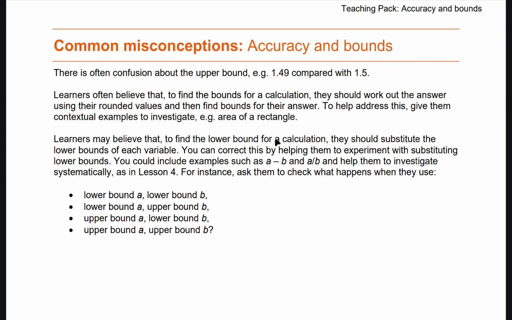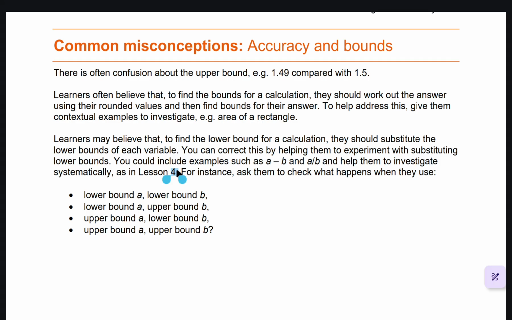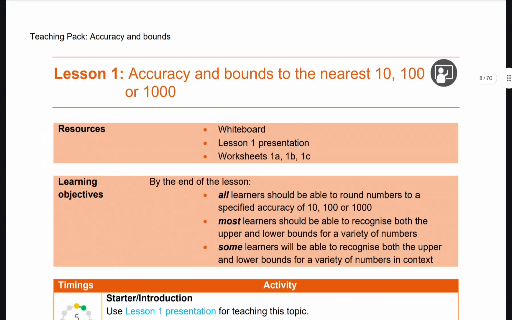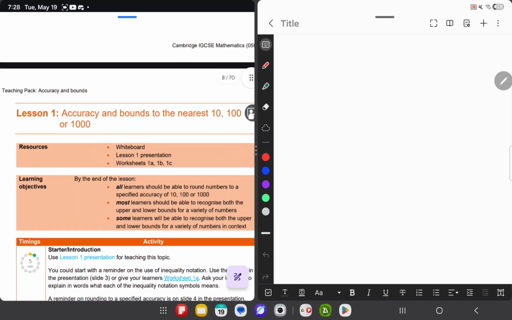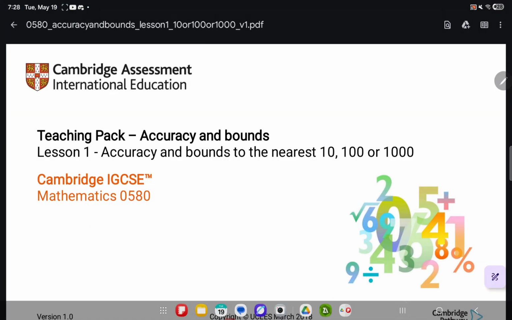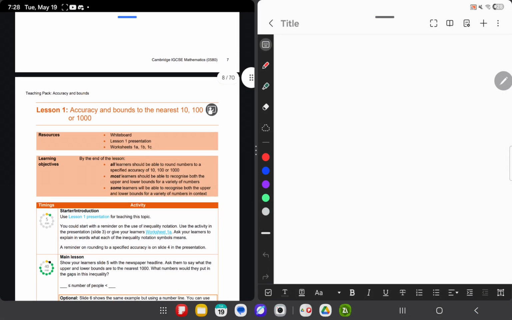You may believe that to find the LB for calculation for each variable, you can connect this. As in lesson 4, when they use LB, UB, LB, and UB. Lesson 1, accuracy and bounds, nearest to 10, 100 or 1000. So what do we need? A whiteboard. Lesson 1 presentation, and worksheets 1A, 1B and 1C.